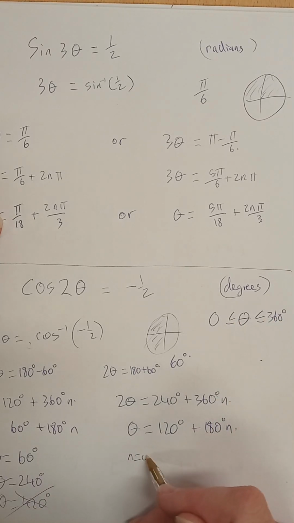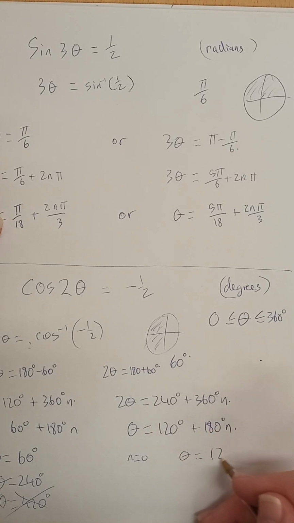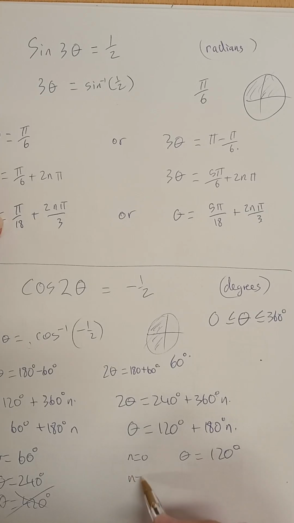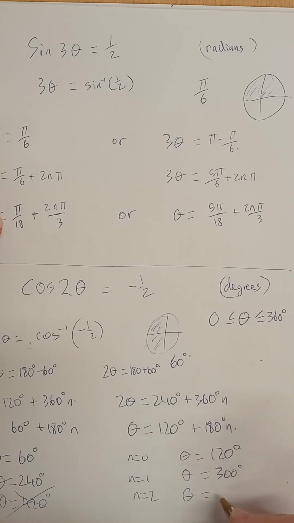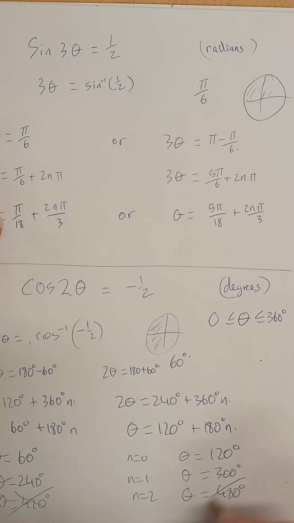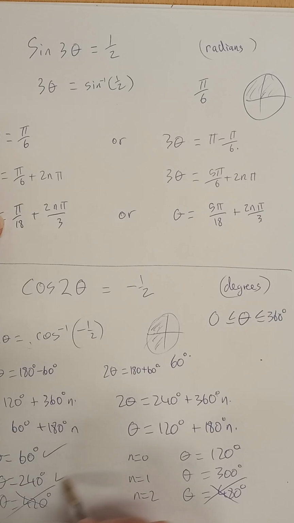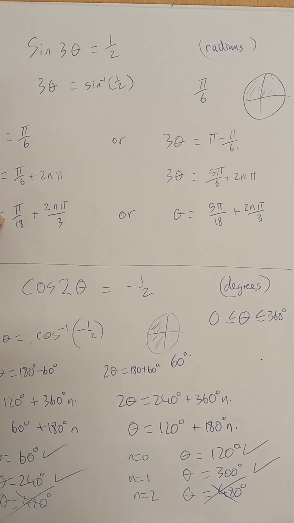If n equals 0, then theta is equal to 120 degrees. If n equals 1, then theta is equal to 300 degrees. And if n equals 2, well, you can guess what's going to happen. Theta is going to be equal to 480 degrees, and that's too far. So I have 1, 2, 3, 4 possible numbers that it could be.